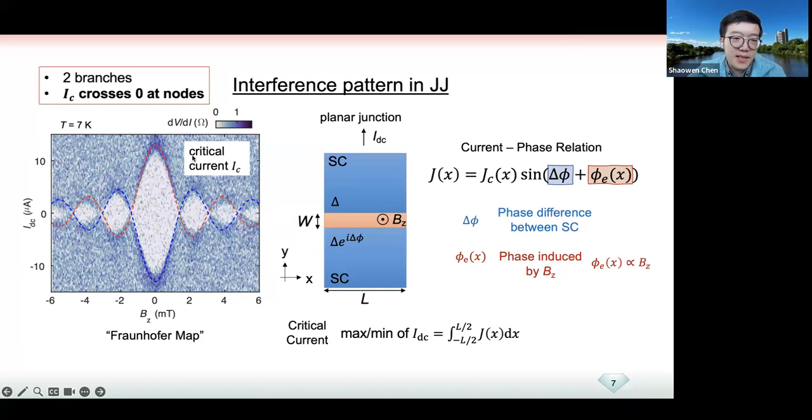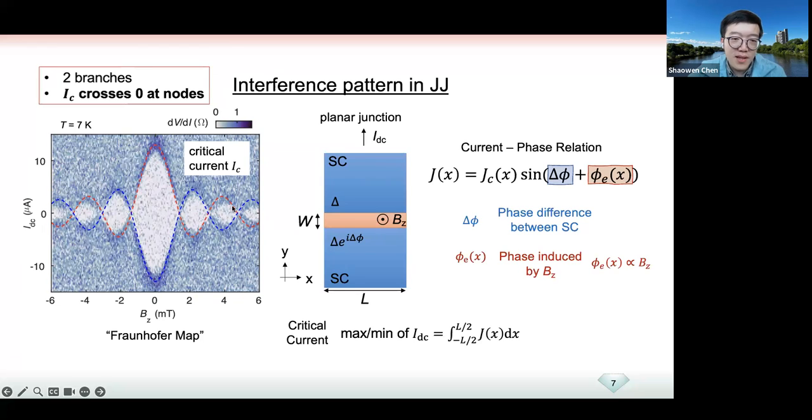Interestingly, this critical current actually has two nodes, a positive node and a negative node, and they meet at these magnetic field points where the critical current goes to 0. So you can say, maybe this all looks very good. This is a very standard junction. Everything looks great. It seems like we understand everything.